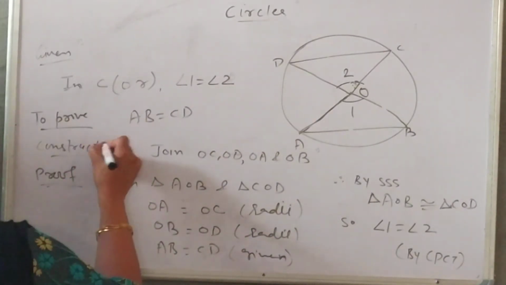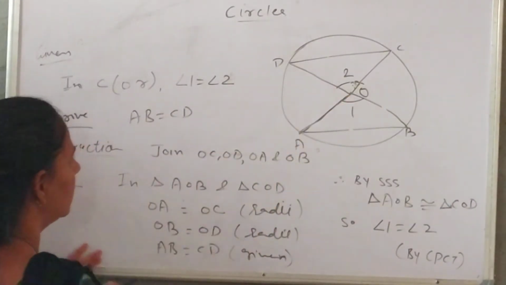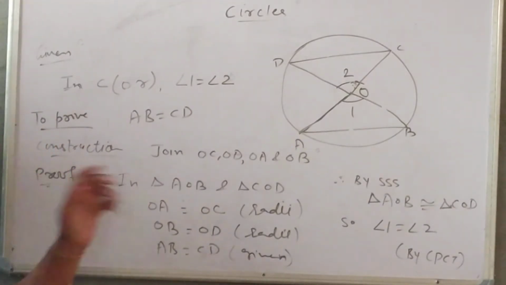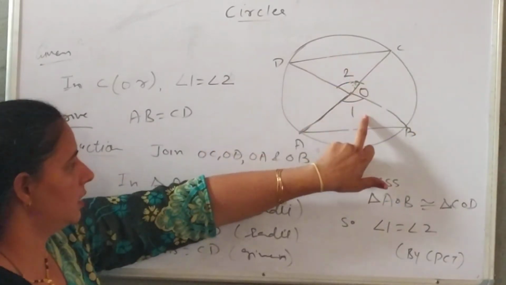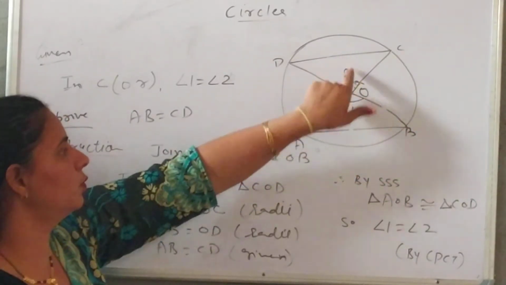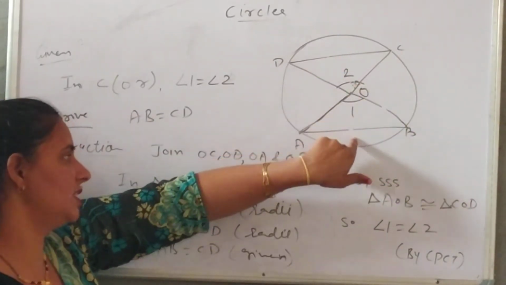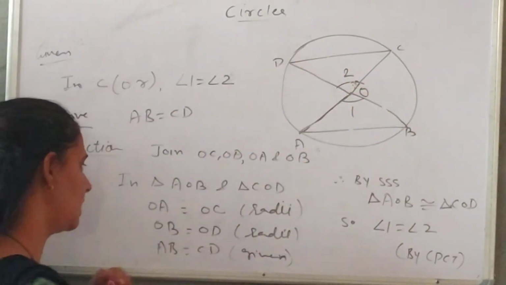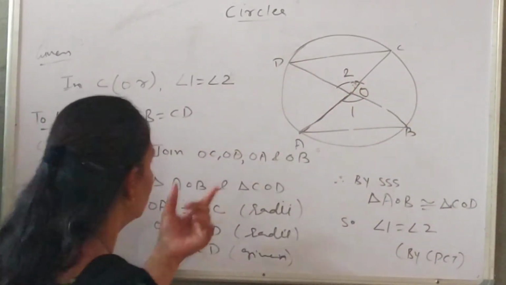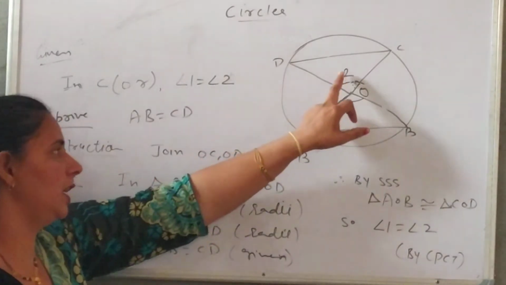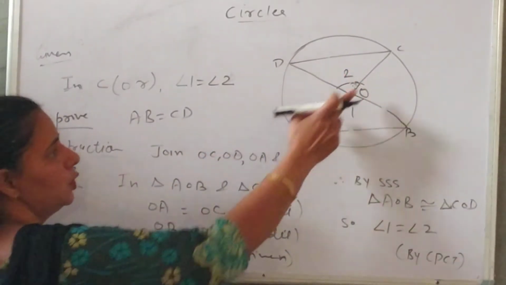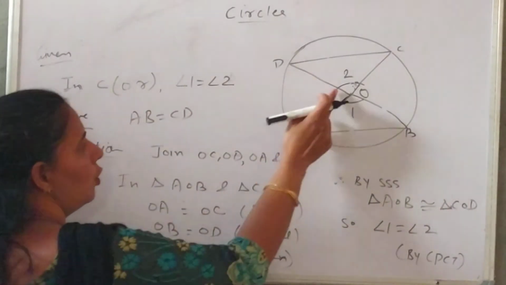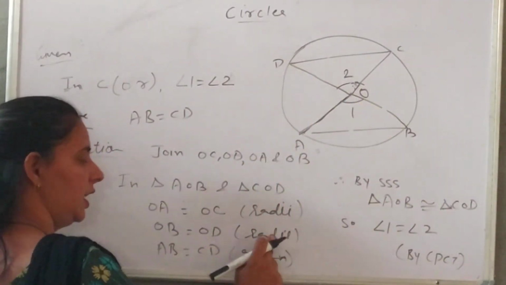Construction same, join OA, OB, OC and OD. Now if you have to prove AB is equal to CD, same again, if we prove these two triangles are congruent, then by CPCT we can say these line segments are equal. So again we are proving triangle AOB and triangle COD. OA is equal to OC, radii. OB is equal to OD, radii.